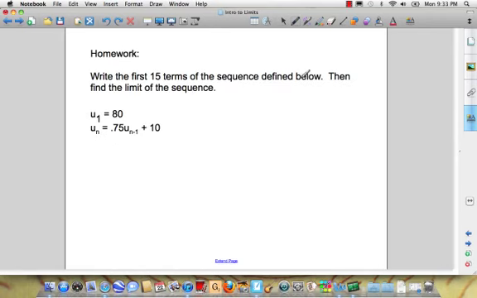All right, so here's your homework assignment. I've defined a shifted geometric sequence here by telling you the first term is 80, and then I'm telling you to find the next term, you multiply by 0.75 and add 10. So do that and get 15 terms, and then use the algebra process shown in the previous screen to find the limit. Okay, pause the video if you need to copy that down.